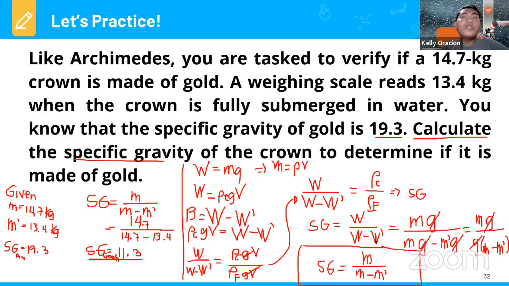It is a bit long, the formula. So I will suggest to just follow the formula if ever you encounter a similar problem. Just use this formula. For our last example, it is a bit different, but the concept is still there. The concept is similar, but with a twist. We are not looking for specific gravity.